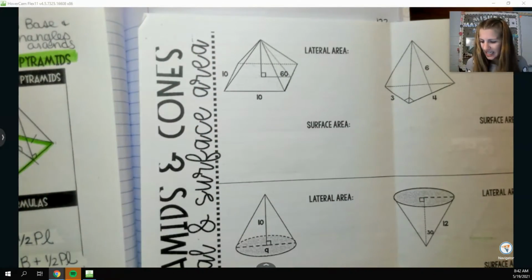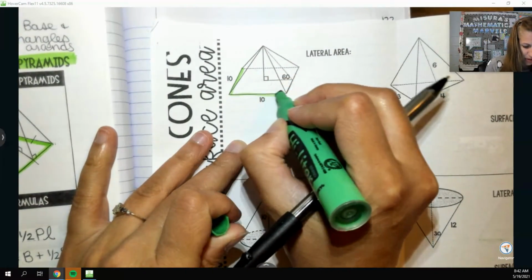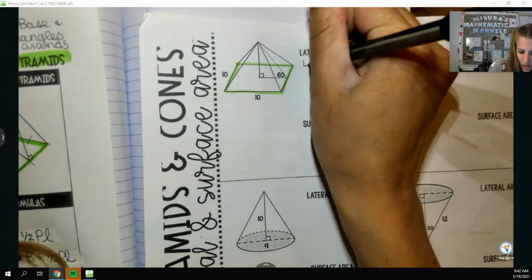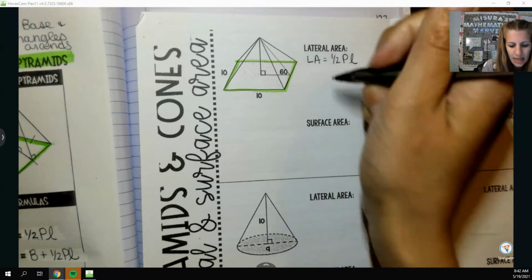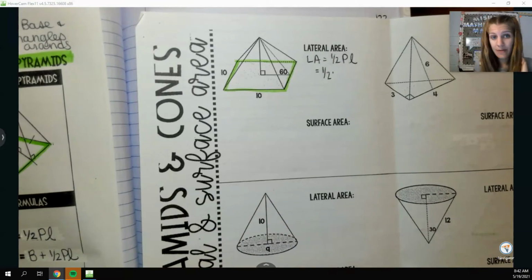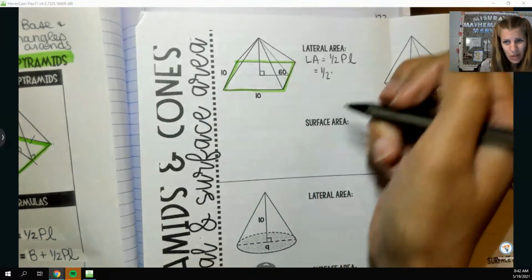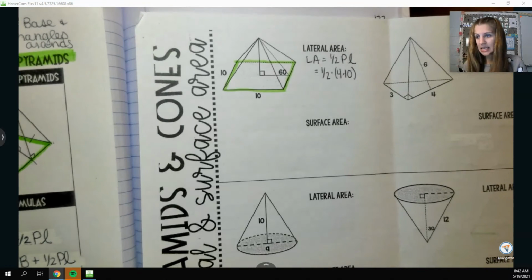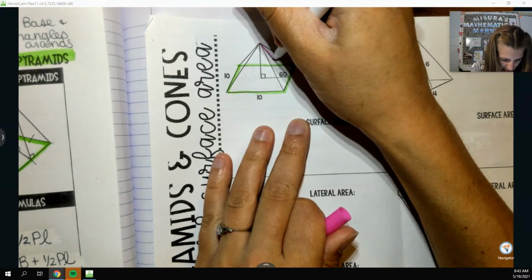So looking at this first one here, the base shape has to be the square. And I do know that it's a square because they're showing me each side is 10. So when we want to find that lateral area, our formula for that is half PL. So we'll do half times perimeter of the base. So the perimeter of this square is going to be 10 plus 10 plus 10 plus 10, or really 4 times 10. And then the slanted height, oh, I don't know if they're showing me what the slanted height is.